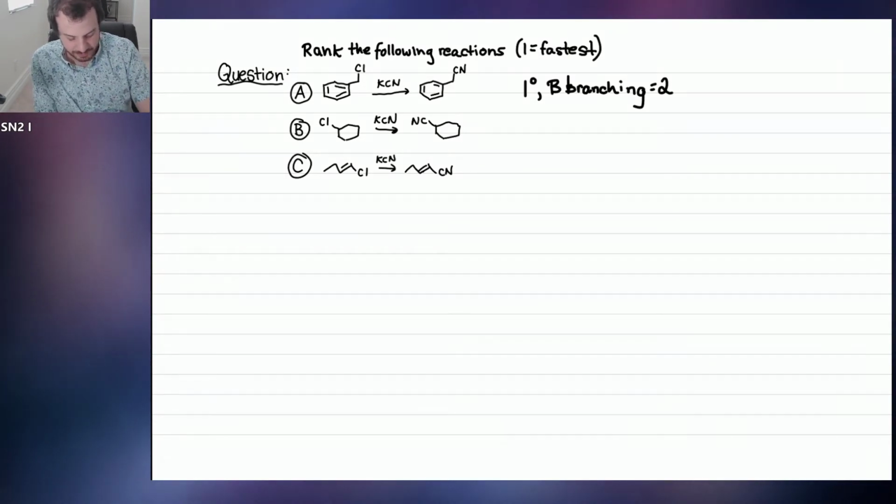Take a look at the next molecule here. Taking a look at the alpha carbon, how many carbons are attached to it? 1, 2. So this is a secondary substrate. And what about the beta branching?